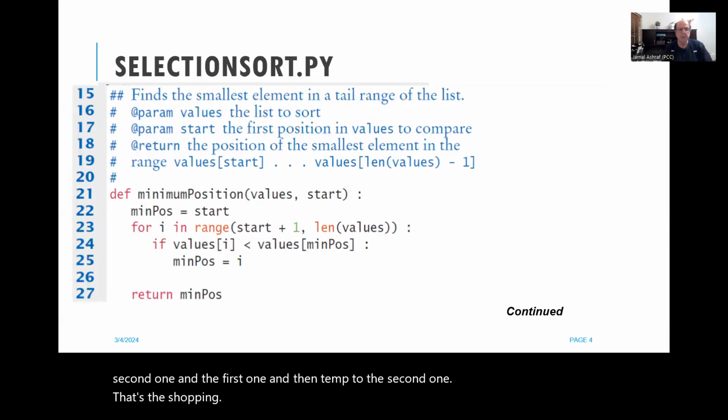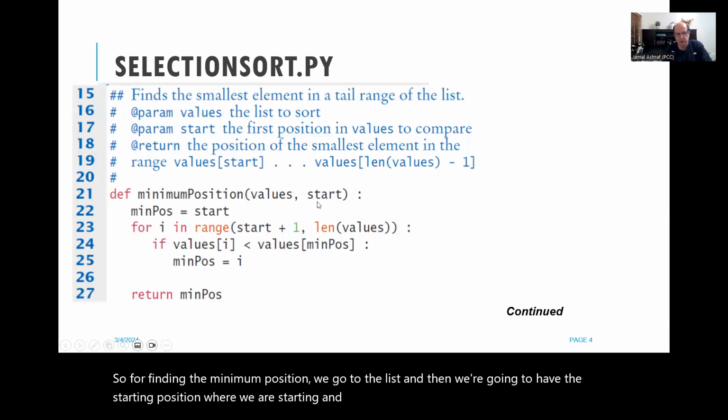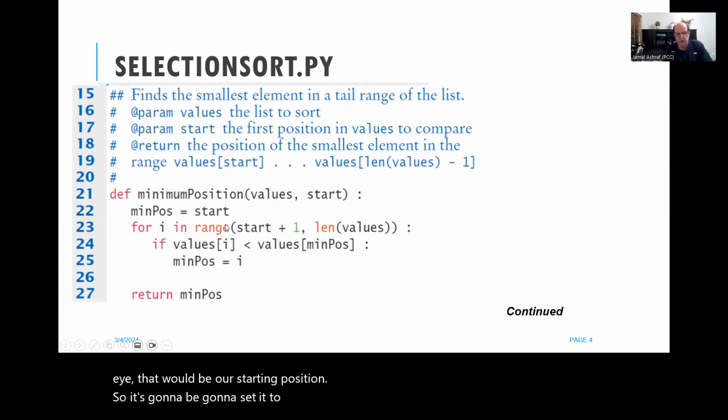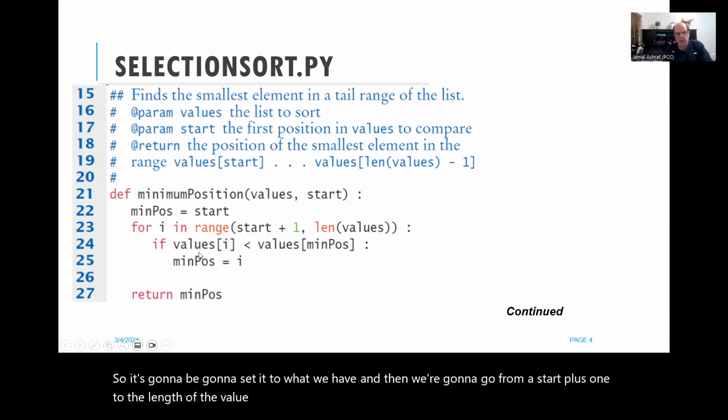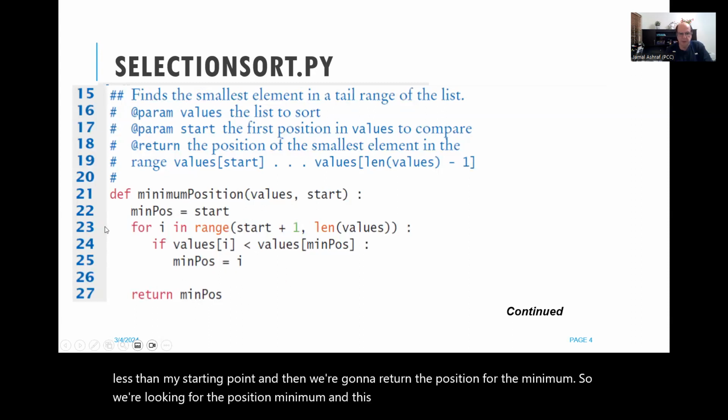So for finding the minimum position, we go through the list, and we have the starting position where we are starting. If you remember in the previous one, we had the I, that would be our starting position. So we set it to what we have, and then we go from start plus 1 to the length of the values that we have, and we check to see if this value is less than my starting point, and then we return the position for the minimum. So we are looking for the minimum position, and this function is going to return the minimum position.